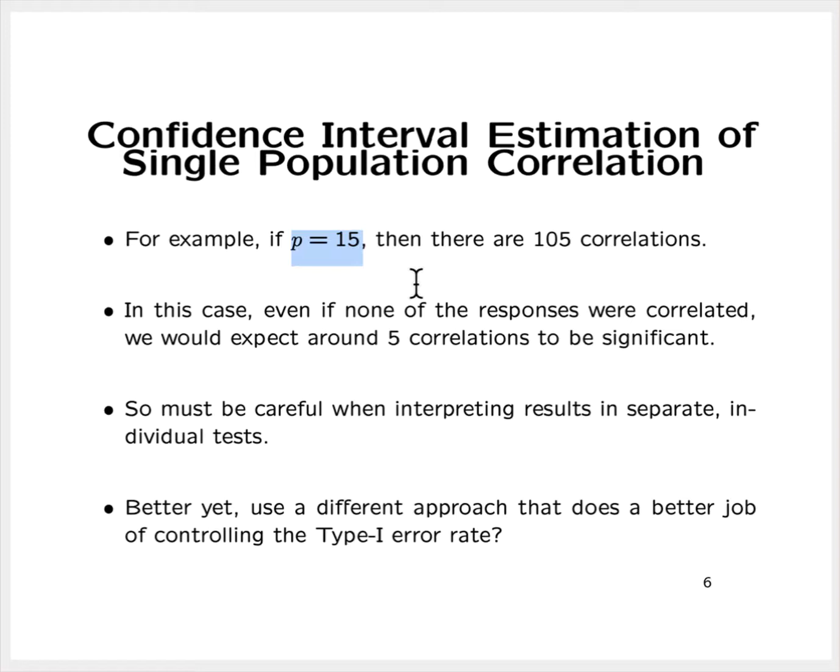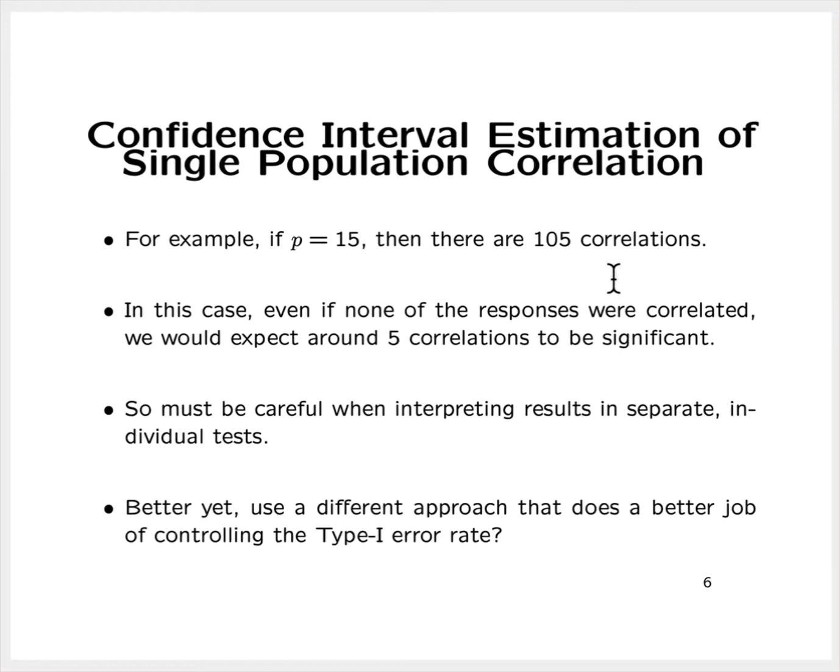Now, that's not at all uncommon. It's not unusual at all for a researcher to have 10, 15, 20, or even more response variables in a given data set. If you have 15 response variables, then there are 105 correlations. All right? There are 105 pairs of response variables, and for each pair there's a correlation coefficient.